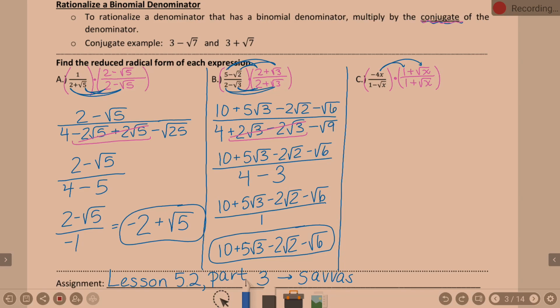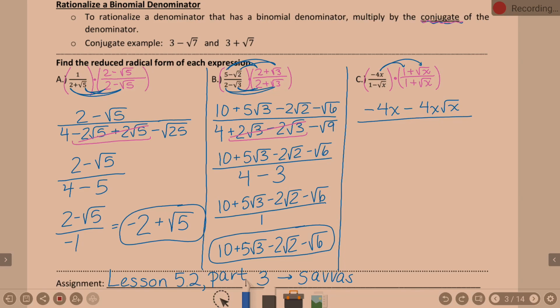So negative 4x times 1, negative 4x. Negative 4x times square root of x, negative 4x square root of x. Minus 4x square root of x.